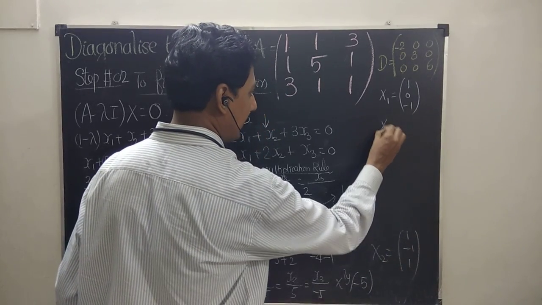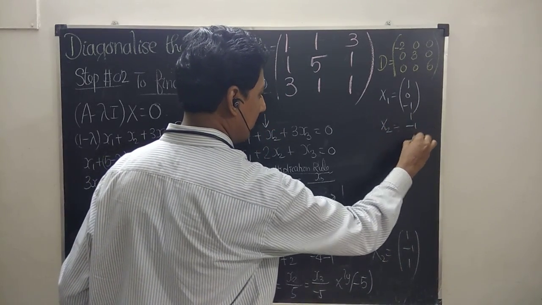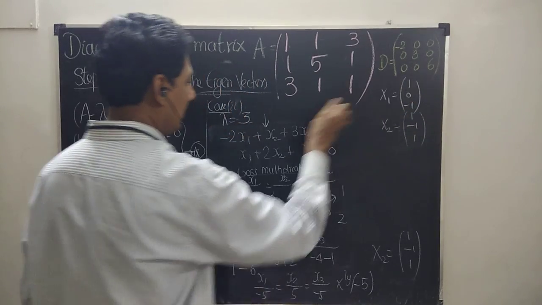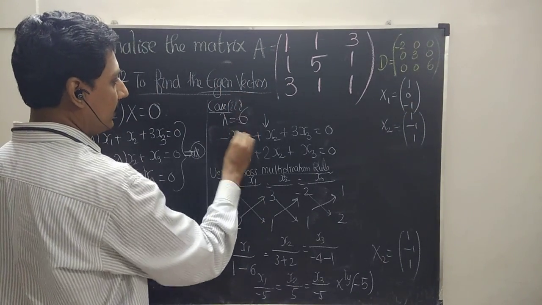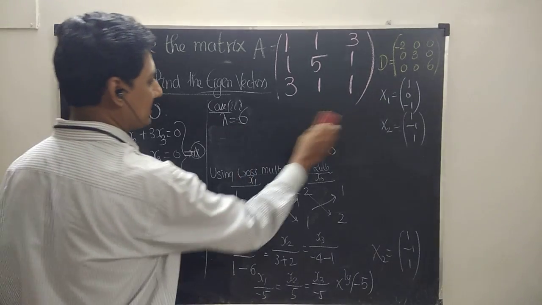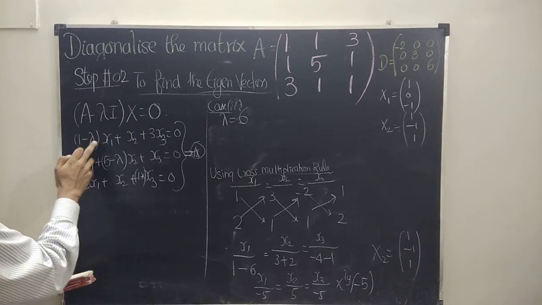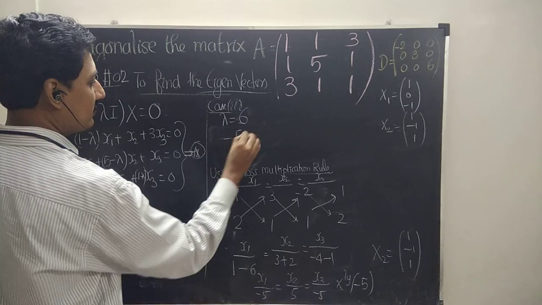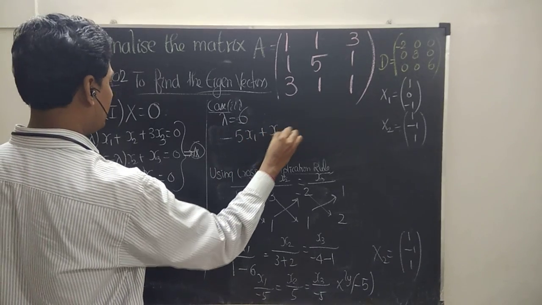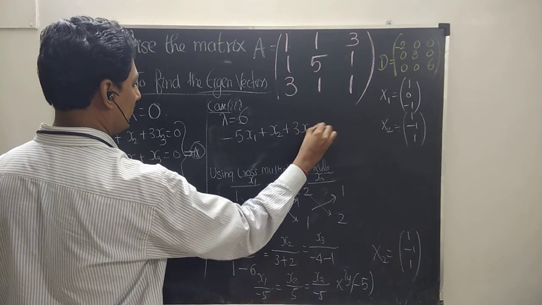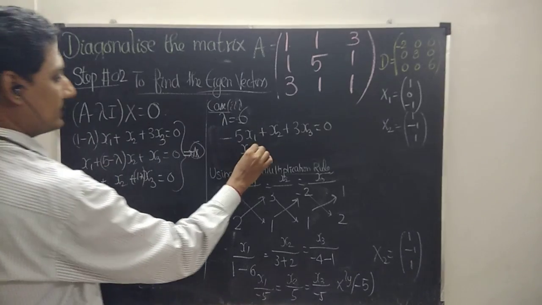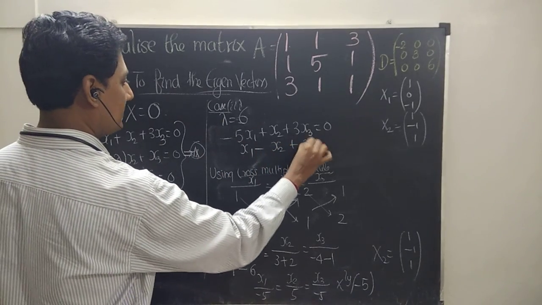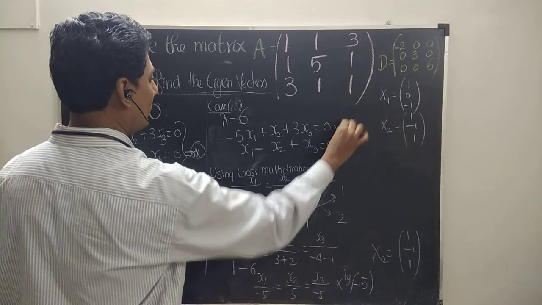So this is my second eigenvector, corresponding to lambda equal to 3. What about lambda equal to 6? Case number 3. By putting lambda equal to 6, what will we get? (1 minus 6) minus 5x1 plus x2 plus 3x3 is equal to 0. Second equation: x1 plus (5 minus 6)x2... minus x2 plus x3 is equal to 0. So the two equations are distinct.